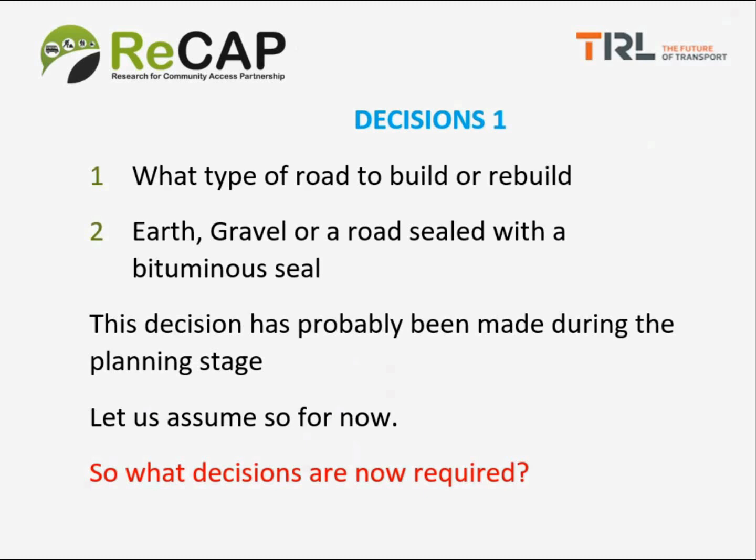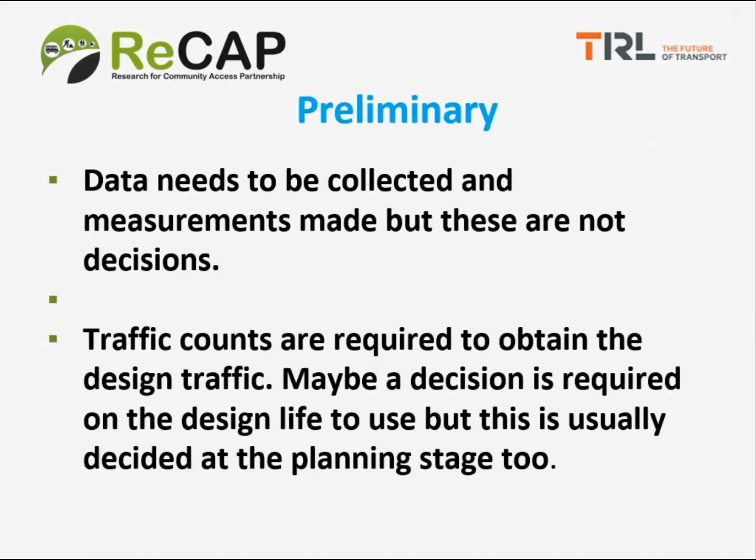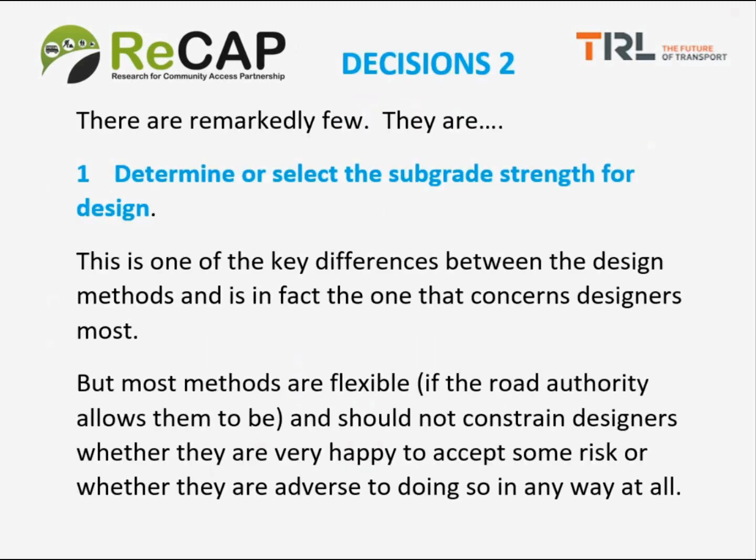So what decisions are we, as the structural designer, required to make? First of all, there'll be some preliminary information available to you. Measurements would have been taken of the traffic level, for example, and potential materials that we could use for construction and so on. So we'll assume that these decisions have been made and we're now sitting down at our desk to do the designs. The first decision we have to make is to determine or select the strength of the subgrade for the design process.